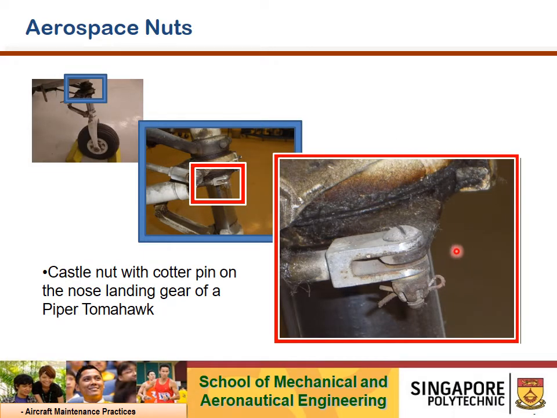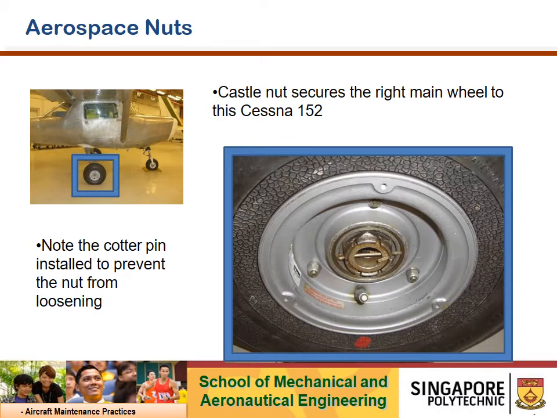This picture shows a Piper landing gear where a castellated nut is being installed and secured by a cotter pin. This is another sample where it's a Piper landing gear right main wheel. The castellated nut is tightened to its required torque value and secured by a spring pin to prevent it from loosening due to vibration or movements of the wheels.